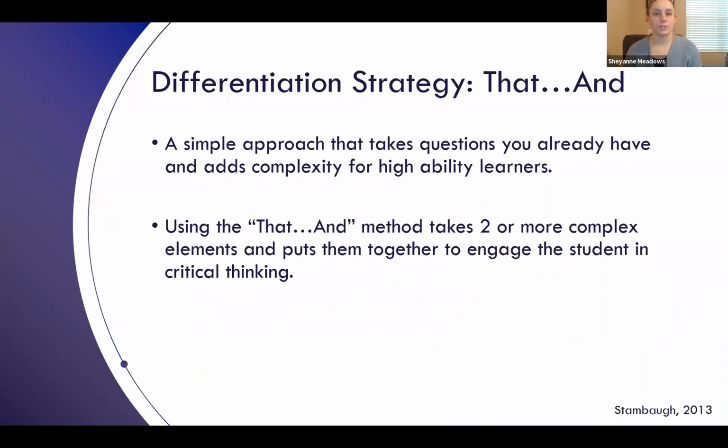So the first differentiation strategy I'm going to talk about is the simplest, and it's called the "that and" strategy. What this is, it takes simple questions and turns them into something more complex. And this is great because teachers already have questions written, there are already questions in the book, and this is a really easy way to make sure we are taking it up a level for high ability learners. So it takes two or more complex elements and puts them together to engage the students in critical thinking. So it takes them from that regurgitation level or recitation level and takes it up into the more complex thinking realm.